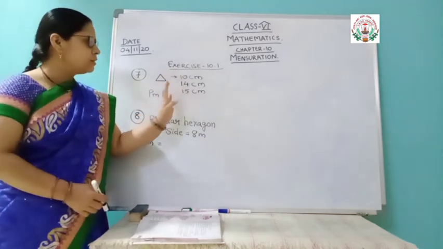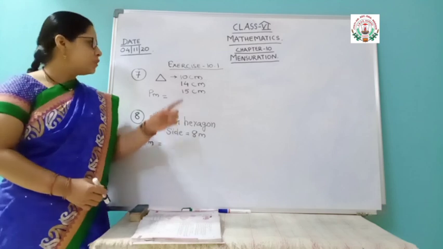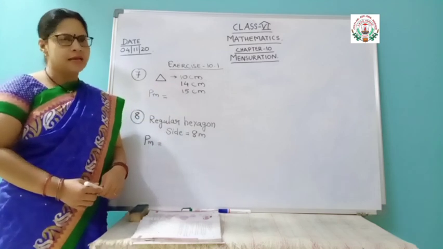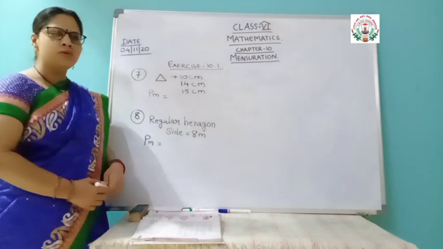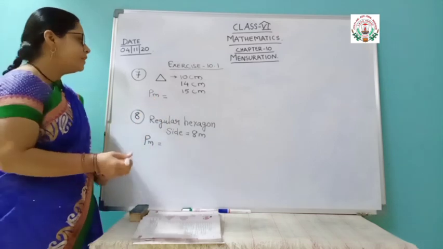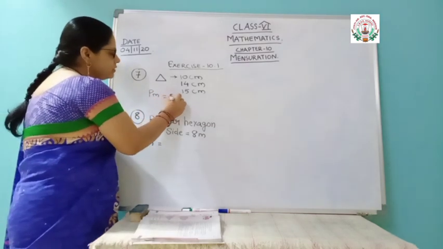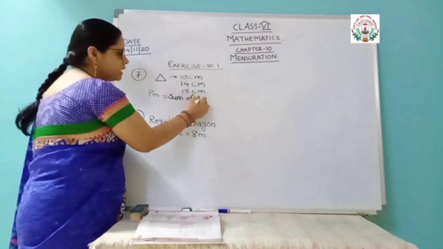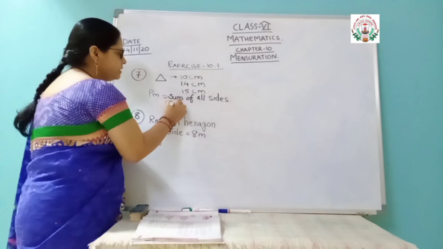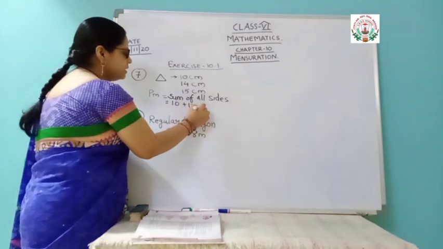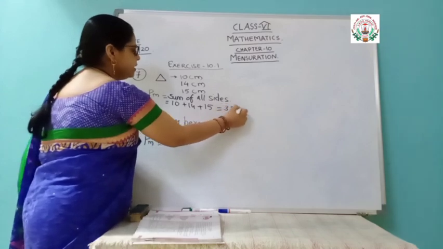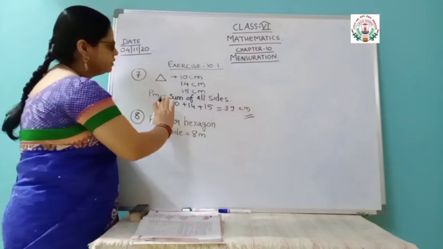The three sides of the triangle are given, which all the three are different. Means which kind of triangle it is? It is scalene type of triangle. So you cannot use any of the formula here. Means how can you find the perimeter? Perimeter here will be just the sum of all sides. That means 10 plus 14 plus 15. That is 9 and 3, 39 centimeter. Just this much only.